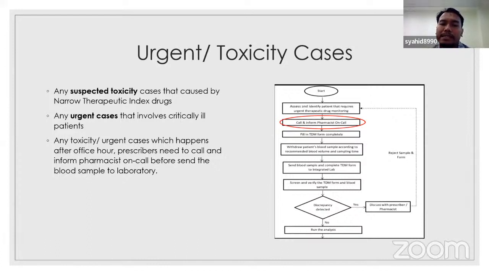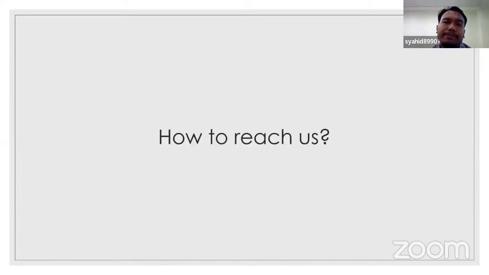Okay, I forgot to mention our TDM service is integrated with the lab. So the sample will be sent to the laboratory to be analyzed by lab staff. During after office hours, there is also no science officer to run the sample. So if you call us and inform us prior, we can prepare from the pharmacy side and our laboratory side.